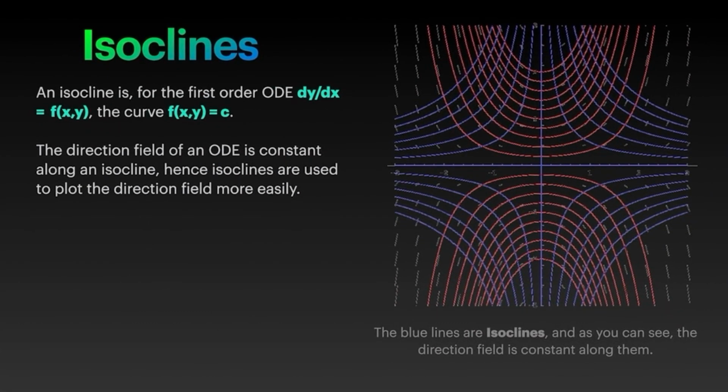So let's talk about isoclines. An isocline for the first order ODE dy/dx equal to f(x,y) is the curve f(x,y) equal to c. Now you might ask, what's the essential need for an isocline? And I'd agree. But basically, on an isocline, all the direction fields are constant, that is, the vectors are pointing in the same direction.